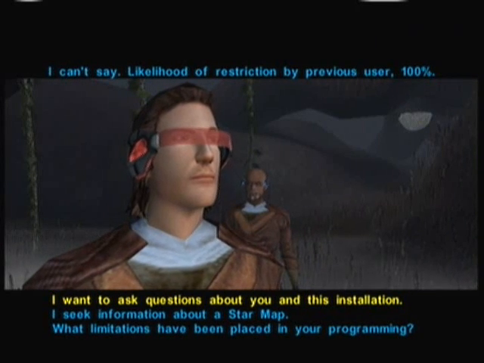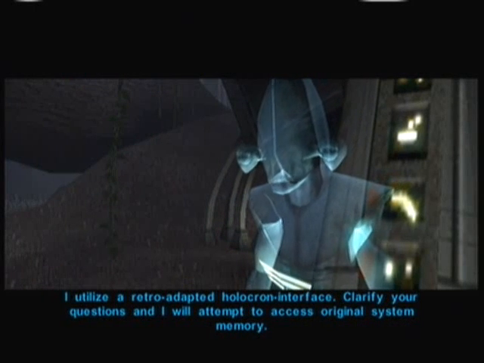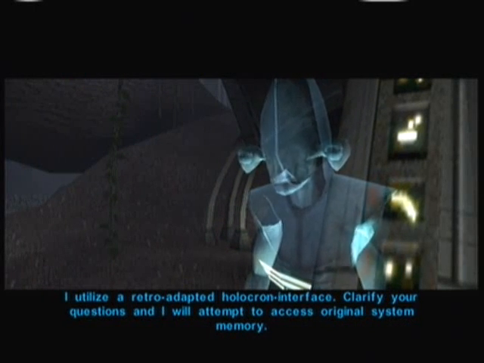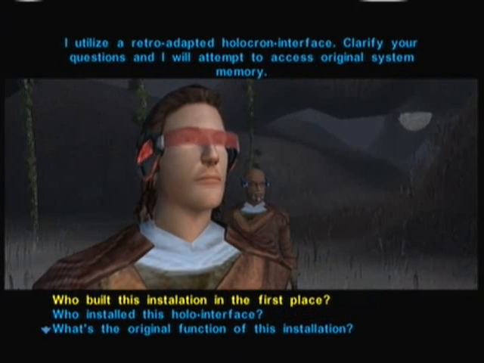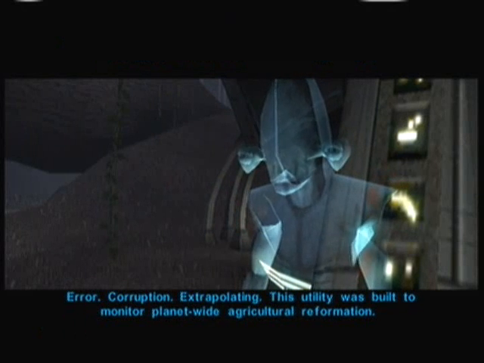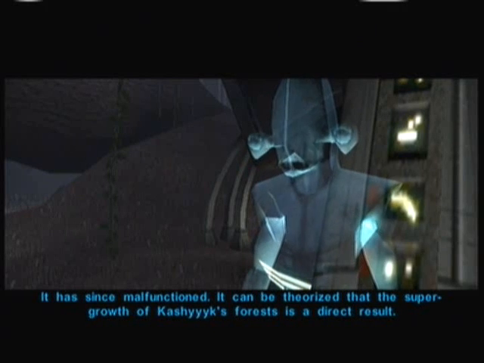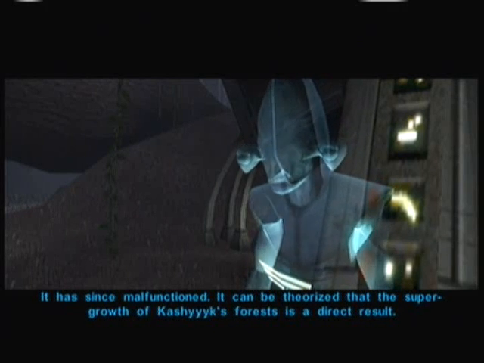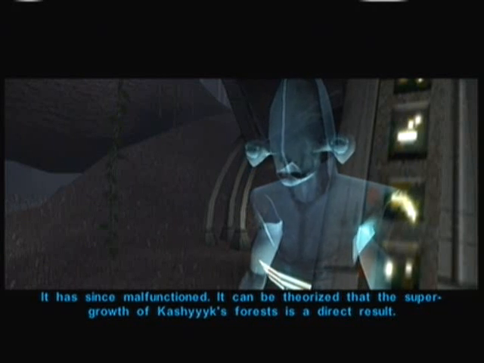I want to ask a question about you and this installation. I utilize a retro-adapted holocron interface. Clarify your questions, and I will attempt to access original system memory. Who built this installation in the first place? Error. Corruption. Extrapolating. This utility was built to monitor planet-wide agricultural reformation. It has since malfunctioned. It can be theorized that the supergrowth of Kashyyyk forests is a direct result.